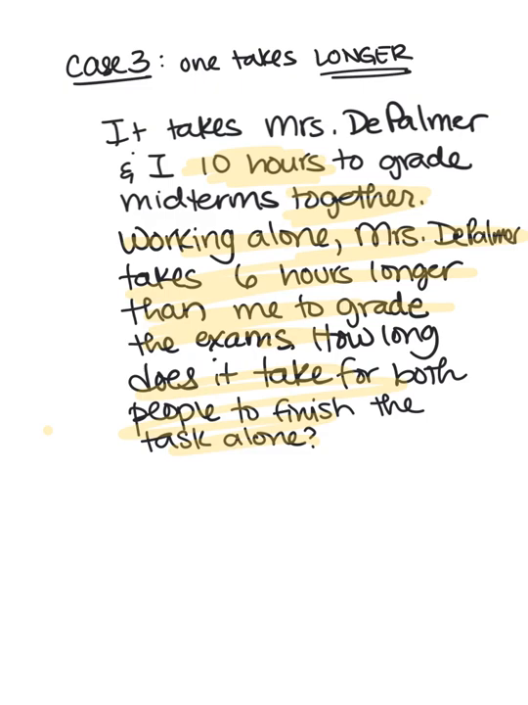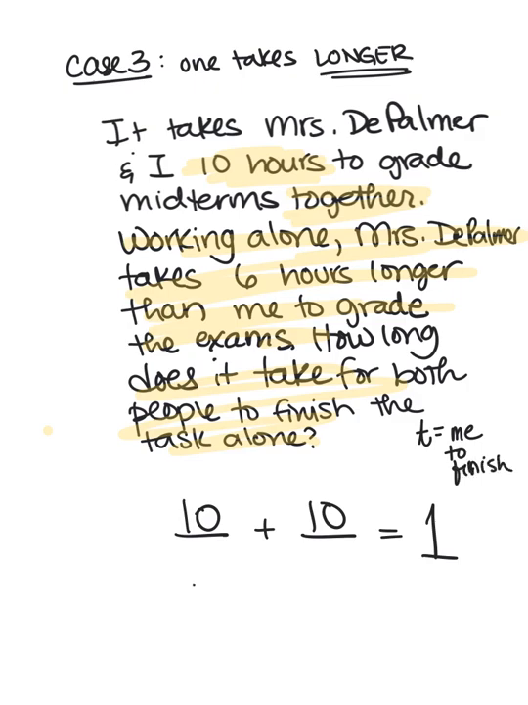Okay, so I know it's going to be something like this, equaling 1. I also know that the 10 is together, so that's going to go on top. And Mrs. De Palmer takes 6 hours longer than me to grade the exams. So I'm going to call the time how long it takes for me to finish grading. So that would be me. But it takes Mrs. De Palmer 6 hours longer, so that's more time. And then that's the equation.